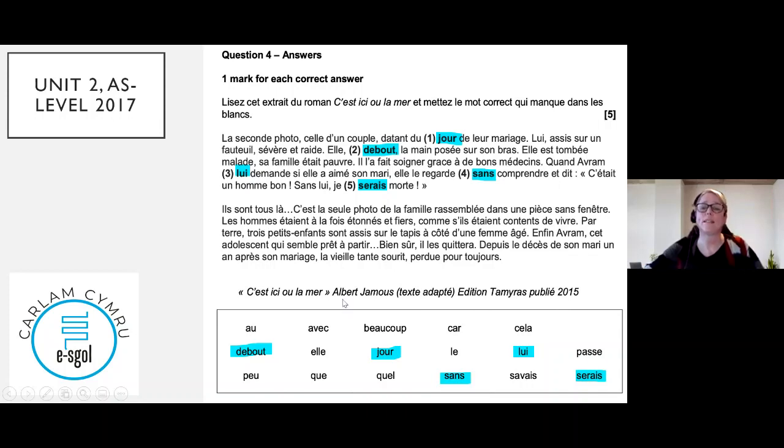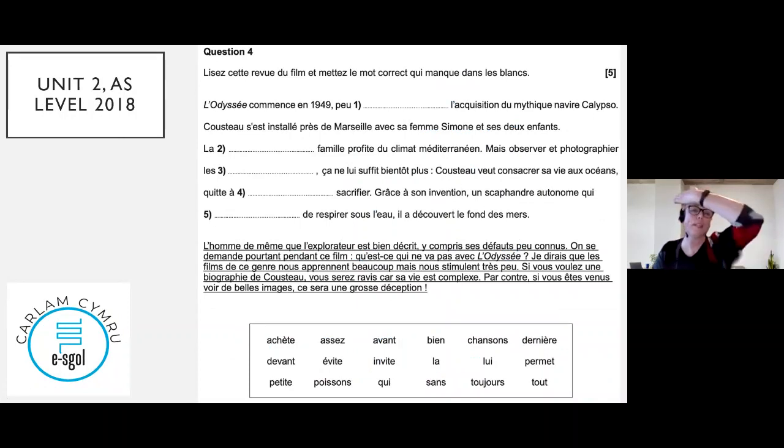Okay, so let's move on to another one. We've got the 2018 paper here. Again, question 4, the gap fill. You're doing the same thing. Scan it quickly, read it for gist. What's going on here? It's telling you what sort of text it is. It's a revue du film. Again, it's a film review. So it gives you an idea already.